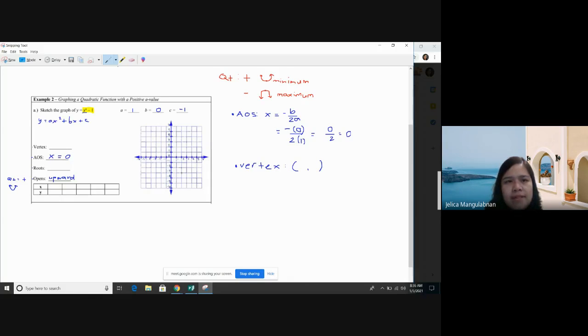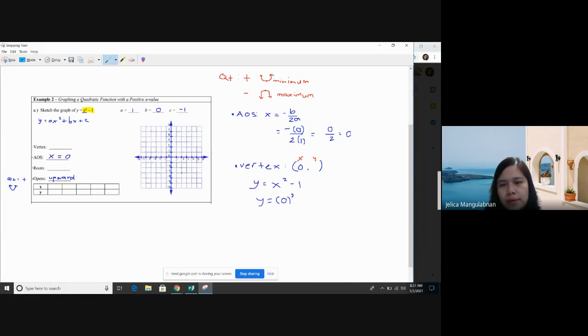We already have the x. Let me just change this one into x, and then the y. We've got the x value a while ago, which is 0. Now we're going to look for the y. To find the y, we will just plug in the value of x. The equation is y equals x squared minus 1. Y now is equal to, we'll substitute the x by 0.